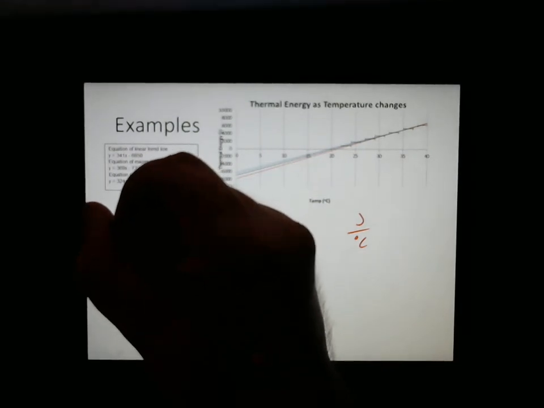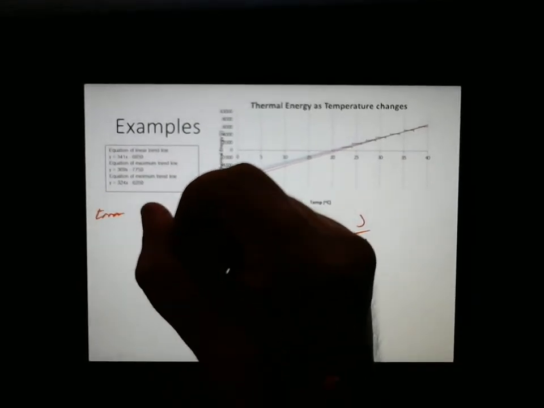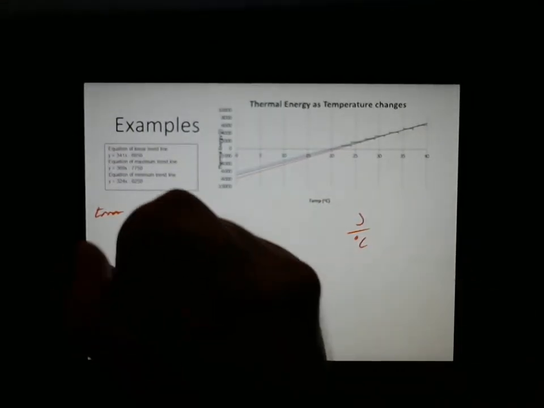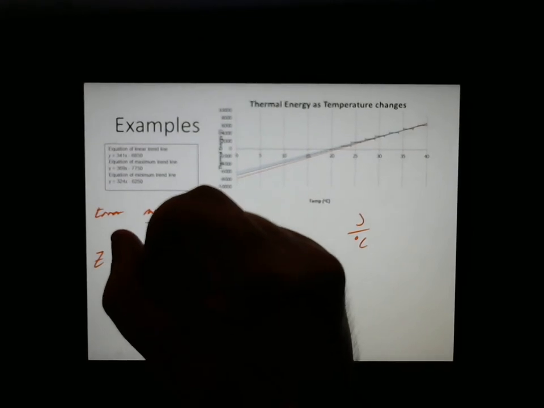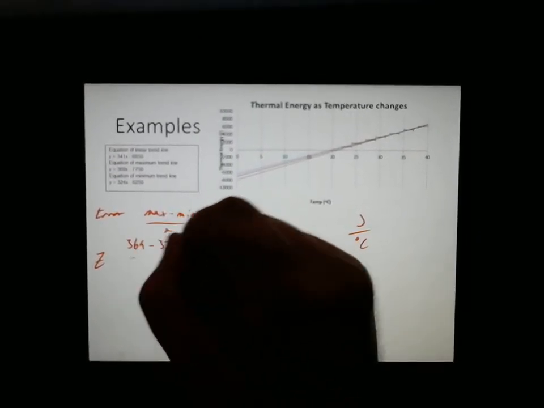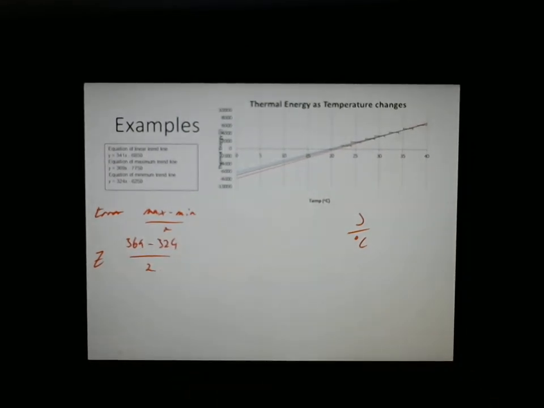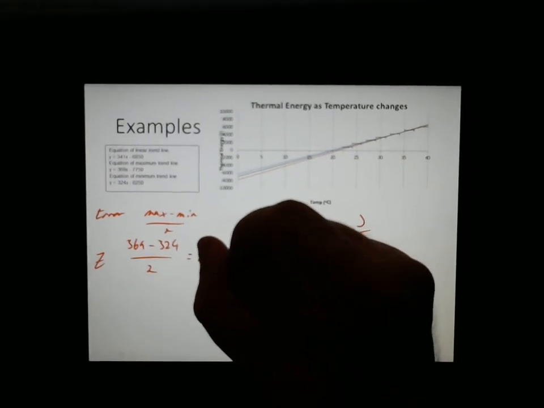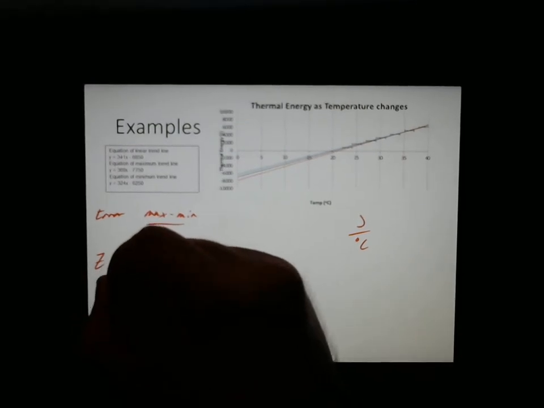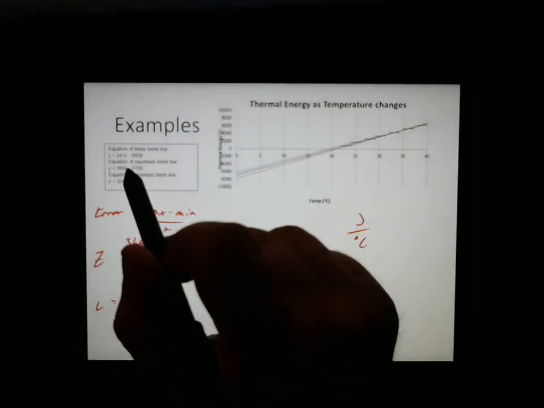So remember, my error will equal max take min over 2. So for my gradient, I'm going to use symbol Z, will be 369 take 324 over 2. What's that going to equal? 69 take 24 is equal to 45. 45 over 2, which should be 22.5. So there's the error in my gradient, and my intercept is going to be, now there are negatives there.